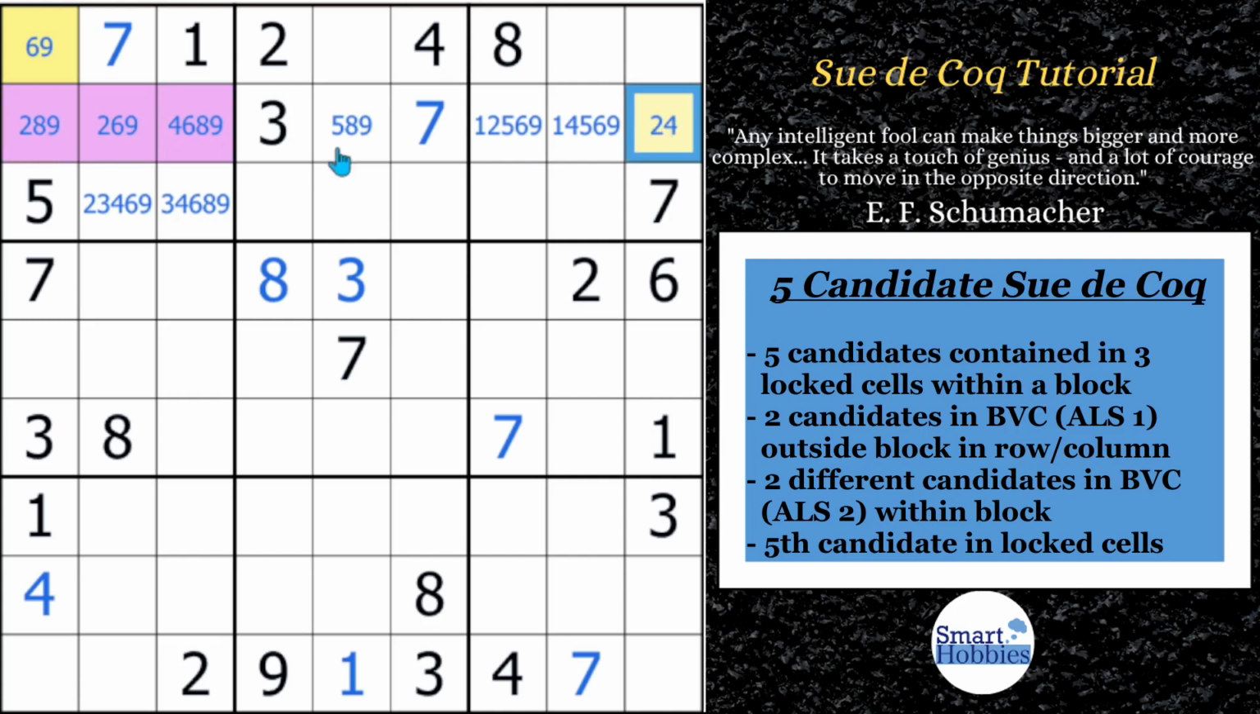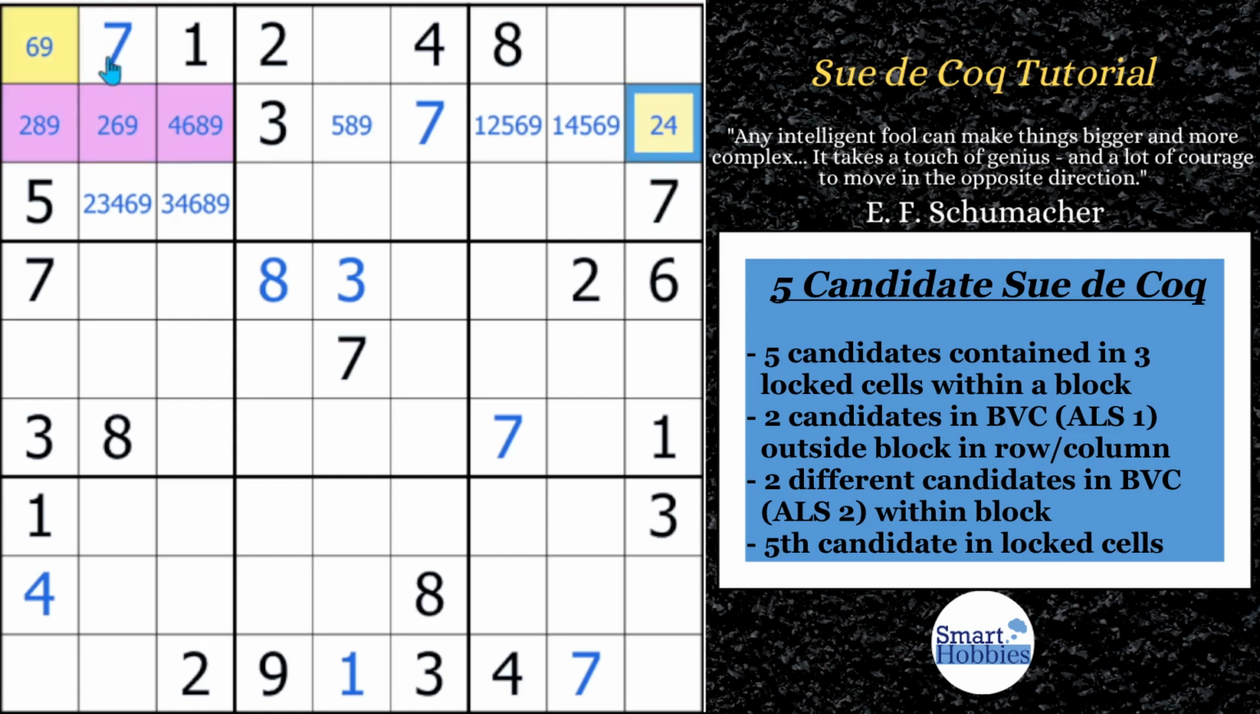You have a 2, 4 right here, which is 2 of the candidates that are right there. And remember, even though it is a BVC, you need to think of it as an almost log set. In that third example, I'll show you why, because I want you to have complete mastery of this particular technique. Okay, now, do you have 2 other candidates from these 5 within the block in a BVC or an almost log set? And the answer is yes.